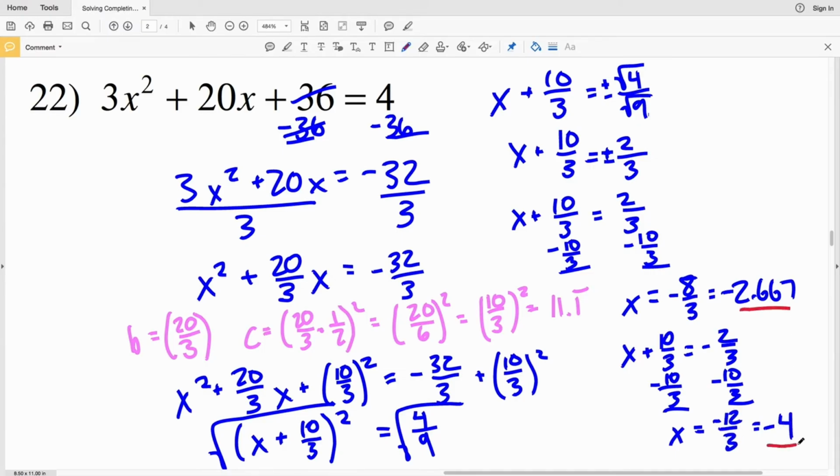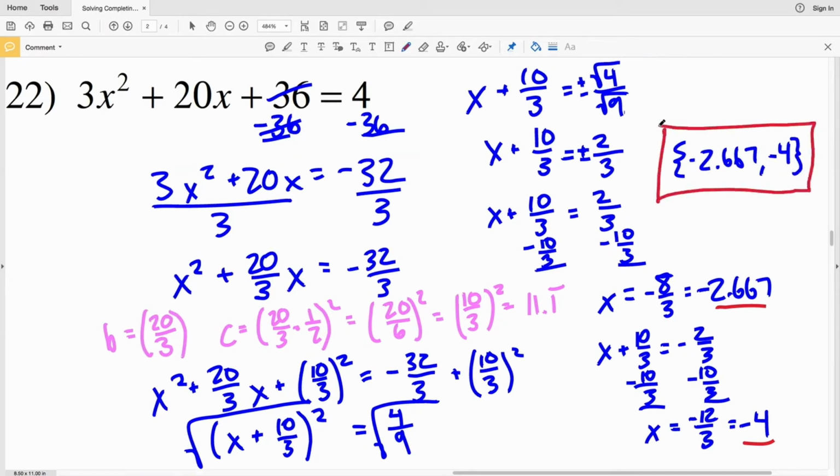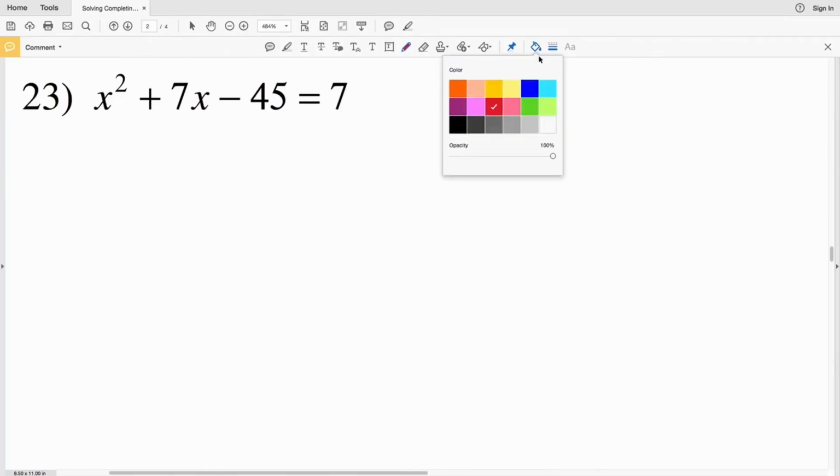So my two solutions in number 22 are negative 2.667 and negative 4. Moving on to number 23, my a value is a positive 1, so I'm not going to need to worry about dividing by a.